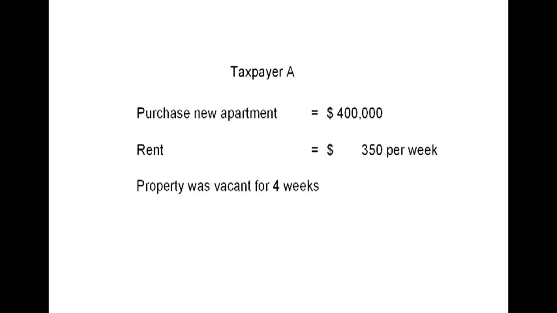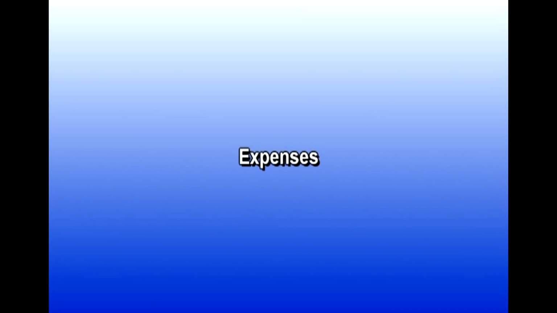Taxpayer A has purchased a new apartment for $400,000. The rent is $350 per week and it was tenanted for 48 weeks of the year. The property was vacant for 4 weeks of the year while the owner was trying to find a tenant. Total rent for the financial year equals $16,800. Now let's look at the expenses.